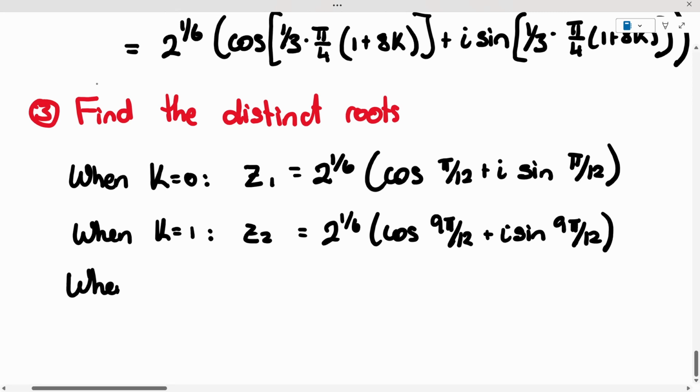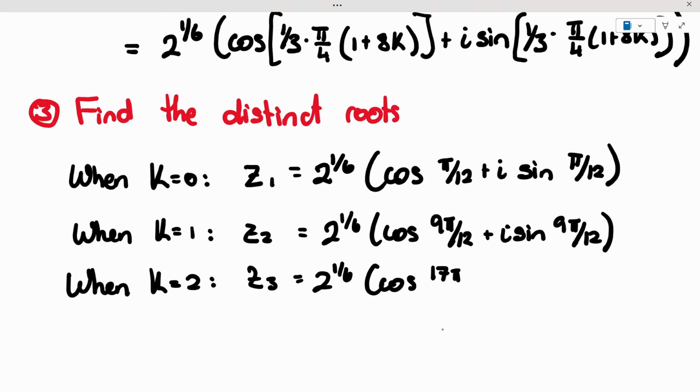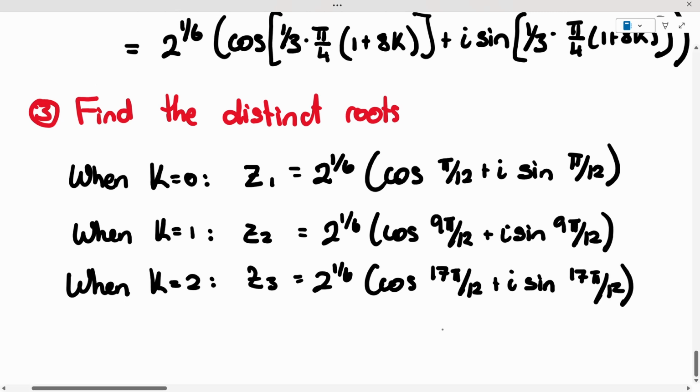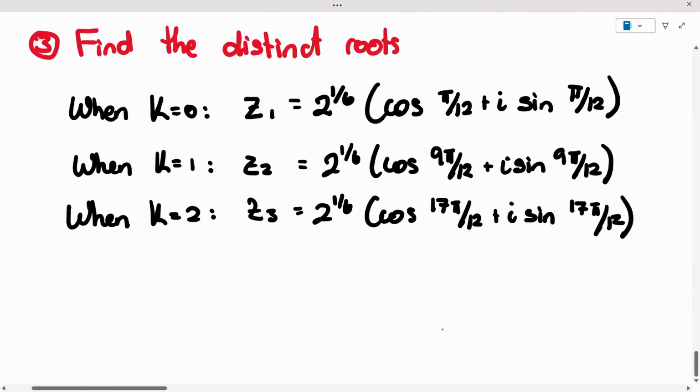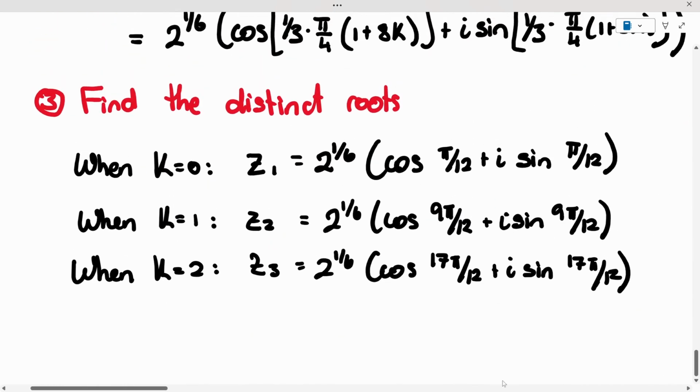And lastly, when k equals 2, the third root is 2^1/6 cos, 8 times 2 is 16 plus 1 is 17, so 17 pi on 12, plus i sine 17 pi on 12. Right? And if you use your calculator, you will see that each of these roots, these values of z, satisfies the original equation, z cubed is equal to 1 plus i. So that's how you use De Moivre's theorem to solve.